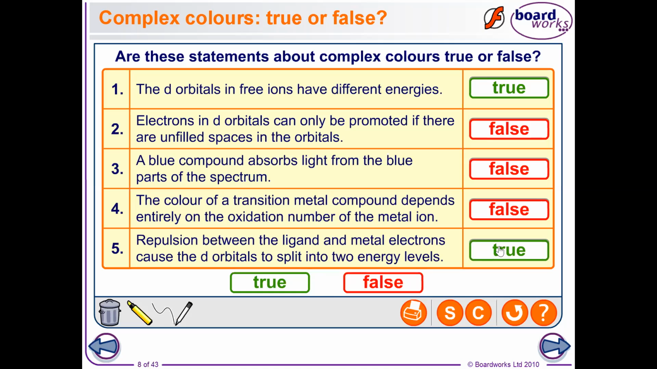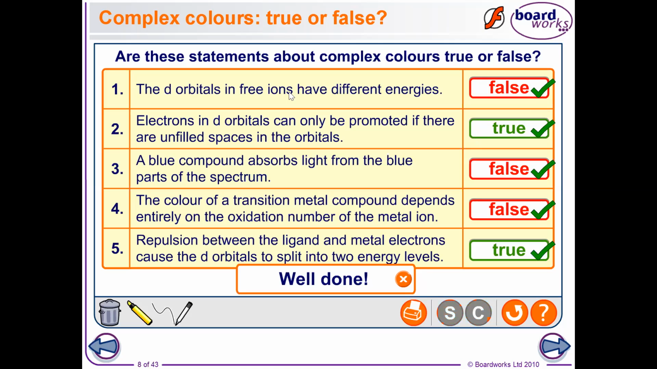Now let's see if your answers are all correct. The d orbitals in free ions have different energy levels. No, they are in the same energy level, right? And electrons in the orbitals can only be promoted if there are unfilled spaces in the orbitals. Of course, yes. This is true. So this one is true and this one is false.